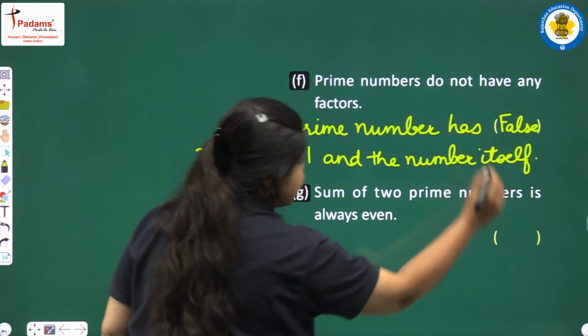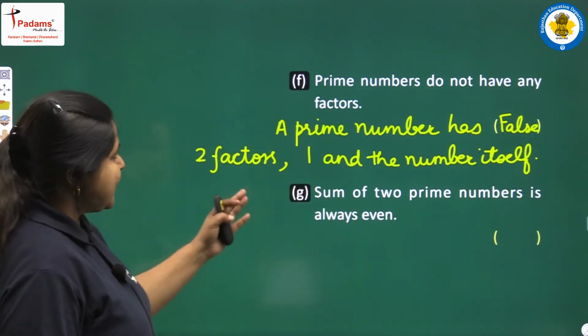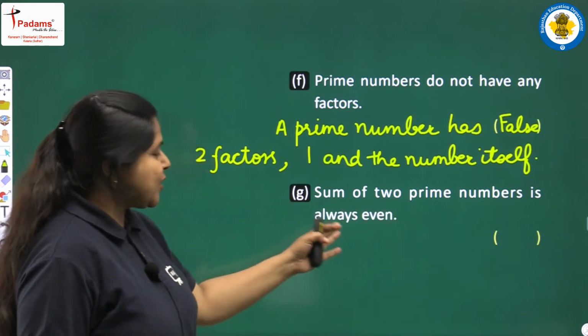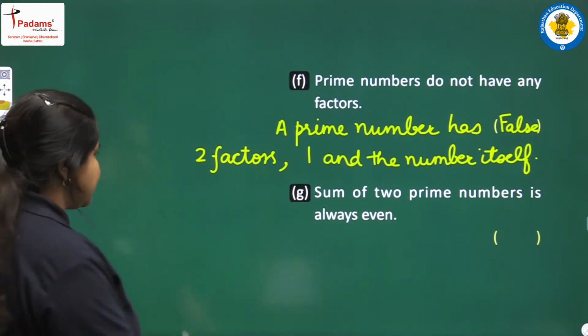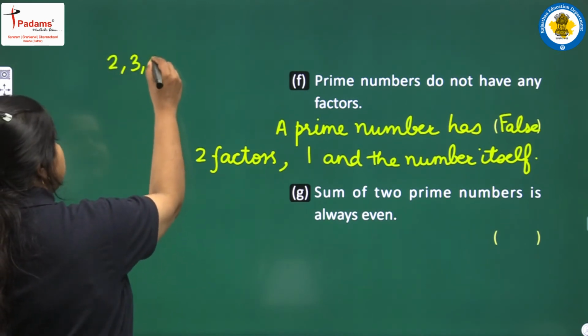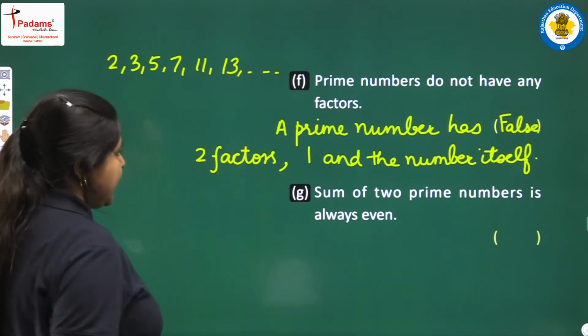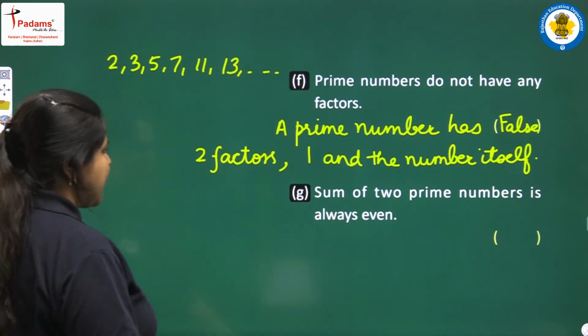These are the factors of prime numbers. Okay, then: the sum of two prime numbers is always even. Let us write down the prime numbers first. We have 2, 3, 5, 7, 11, 13 and many more. Now let us try to add any two prime numbers.